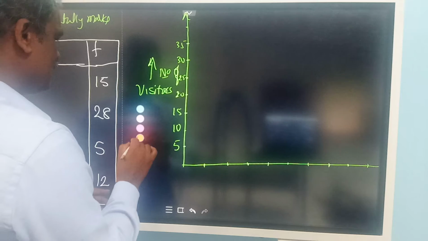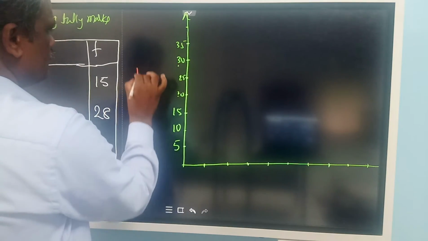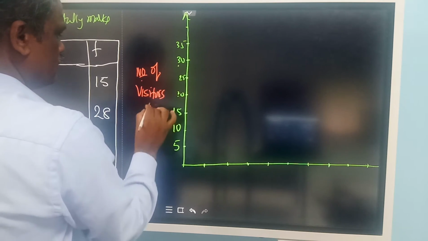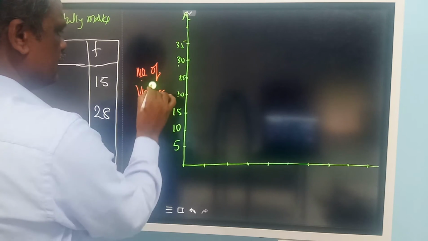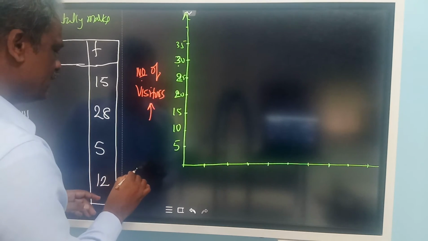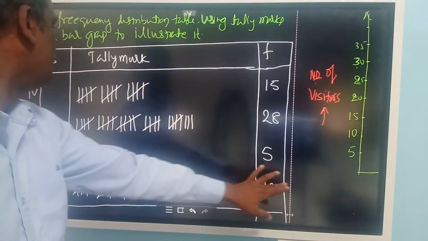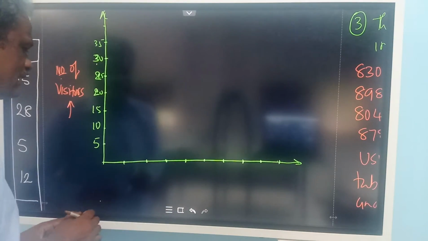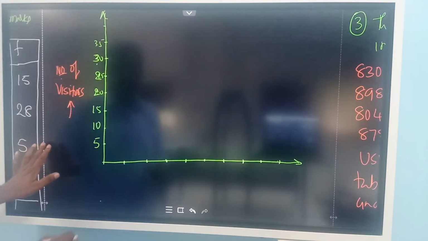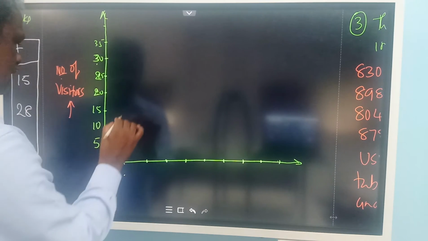So let me use a different color here. Then here this is 20, 25, 30. Now along the horizontal line, look at this, what do we have to take here? First one, for the man graph, we are having man. For man, how much do we have to go? 15. So we have to draw the bar graph up to 15.